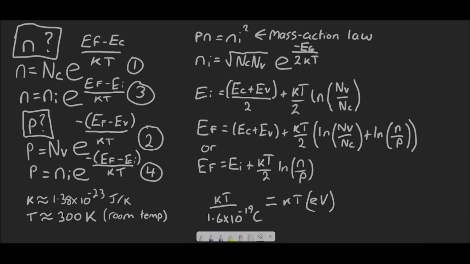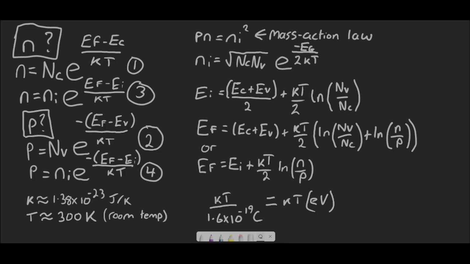Okay, you can feel free to pause the video here and take a closer look. These are just all the necessary equations to calculate the parameters that you may be asked to find. So if you have, for example, Fermi energy, intrinsic energy, and the intrinsic concentration, Ni, you can then calculate the concentration of P and the concentration of N.